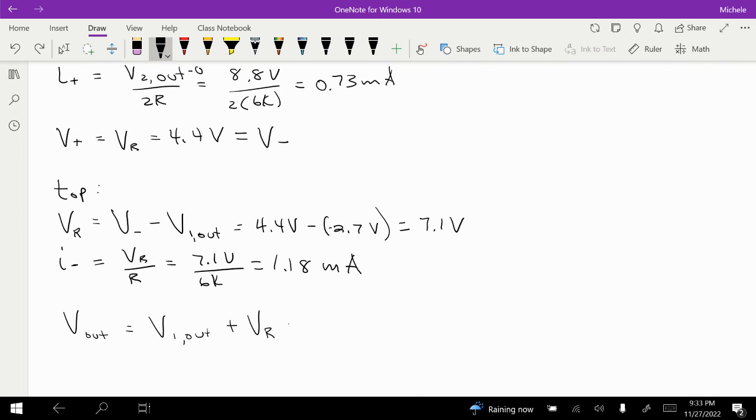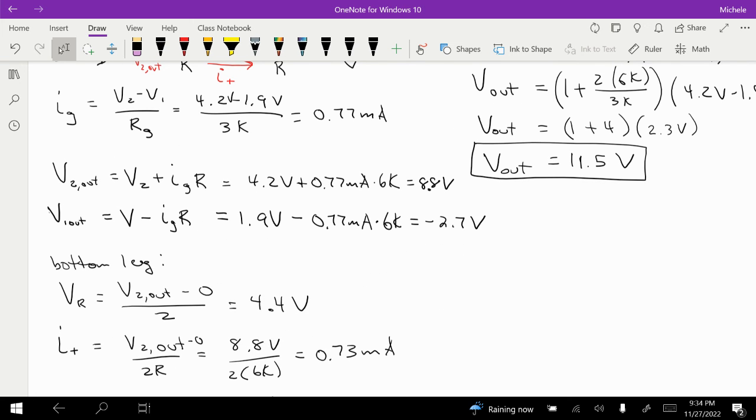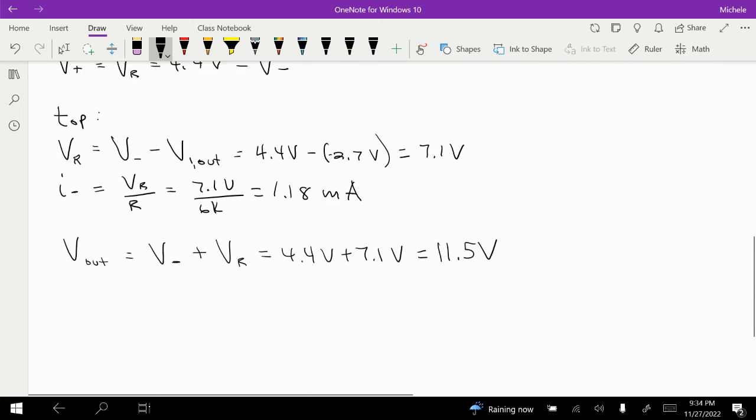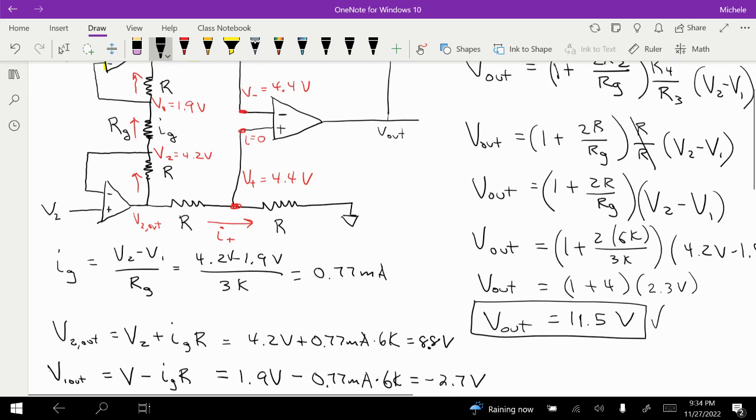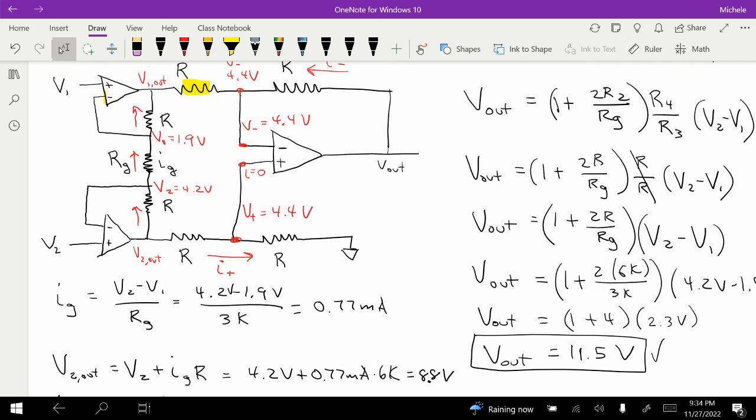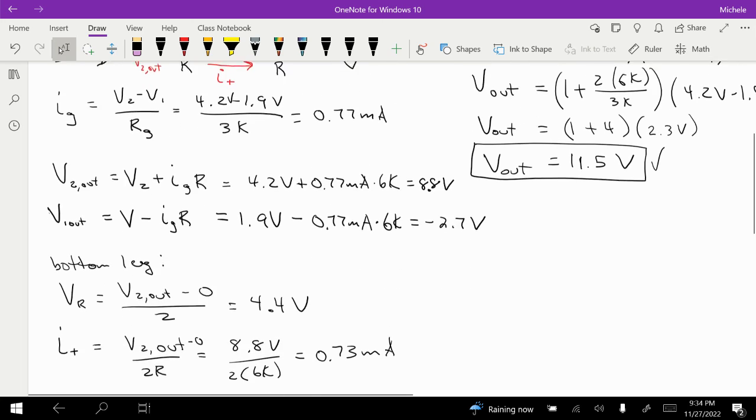All right, so that's going to equal, actually that's not quite right, is it? We want to be minus here. So we want V minus plus V sub R, so that's going to be 4.4 volts plus 7.1 volts, which is going to be equal to 11.5 volts. So that's our V out, and that's exactly what we calculated over here. So that matches. And have we forgotten anything? I think we've calculated all of the currents and all of the voltage drops. So I think that is everything for that problem.